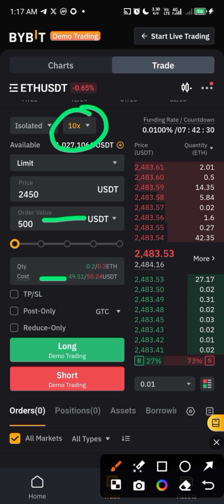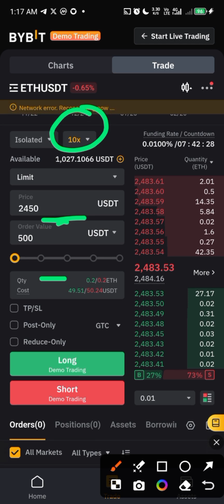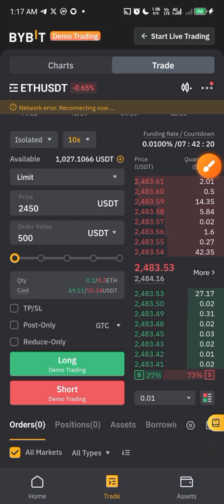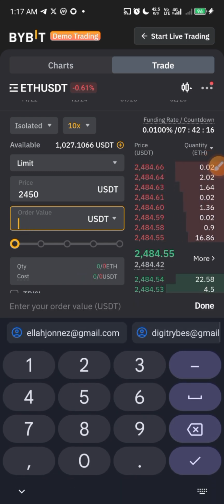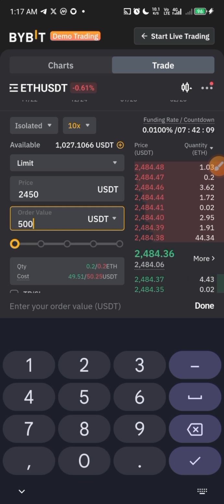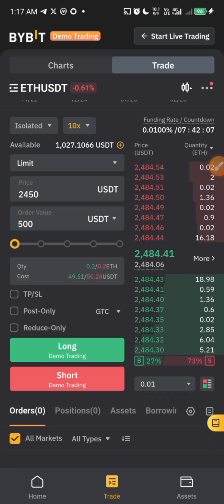You don't put the amount you put here. It's not the actual cost of your trade. It is the leverage cost of your trade that you're going to be putting there. So let's say here I want to use 500. I want to be conservative, or because I have small money, I want to use 500. So I can just put 500. Then that 500 is going to be costing me $50. You can see it's 49.5.